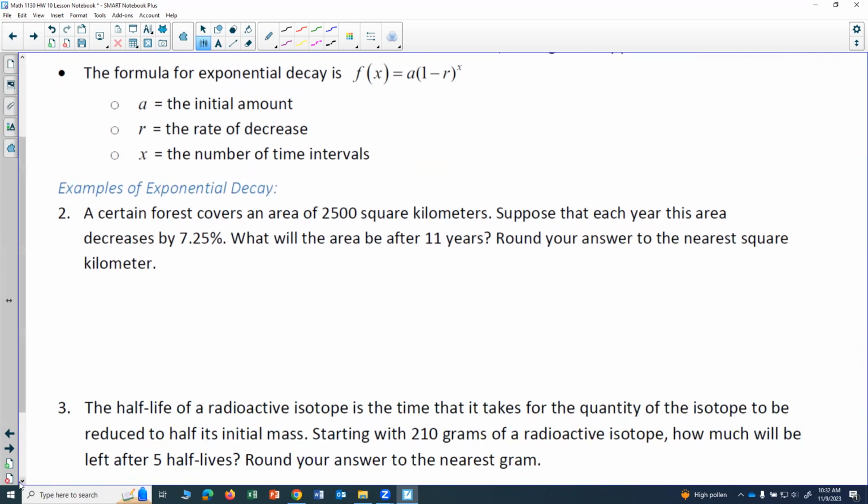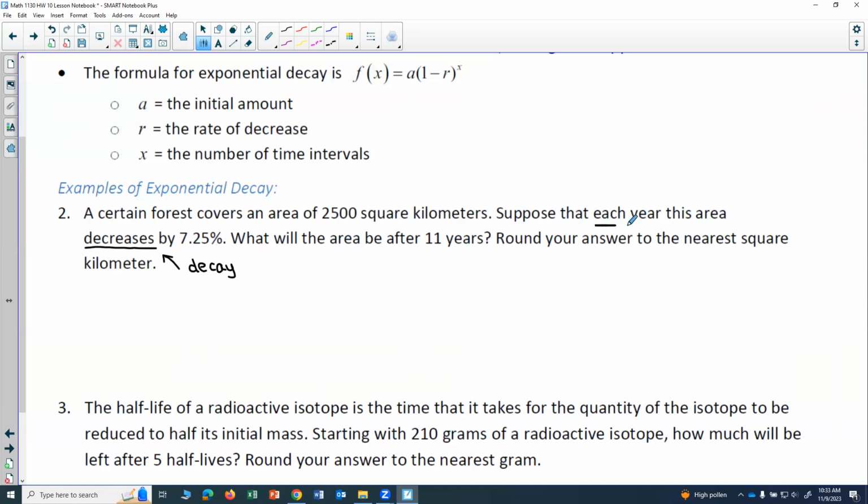So the first example says that a certain forest covers an area of 2,500 square kilometers. Suppose that each year this area decreases. That's what tells us that we're dealing with decay. So that word decreases tells us that we're going to have decay by 7.25%. What will the area be after 11 years?